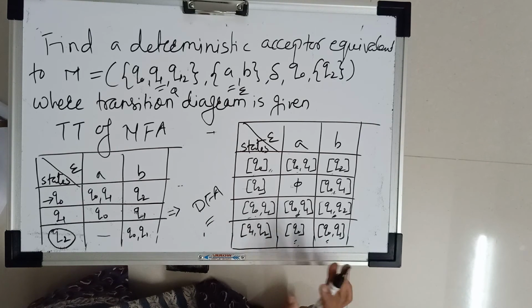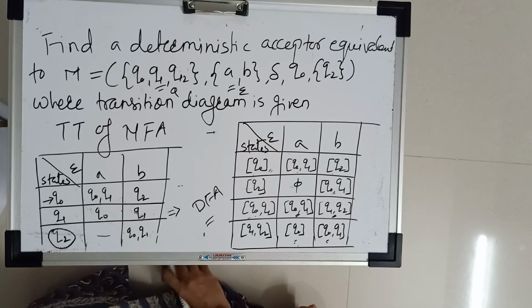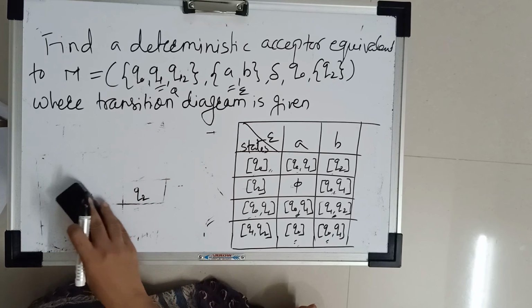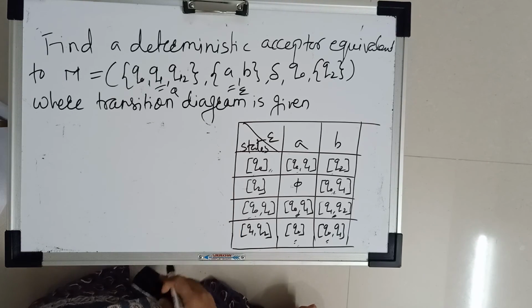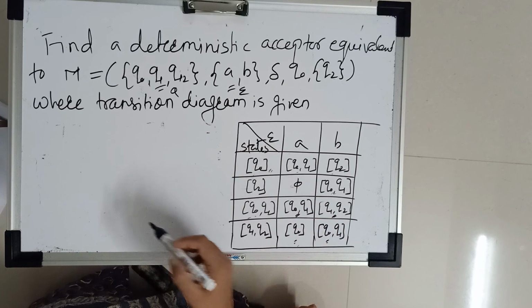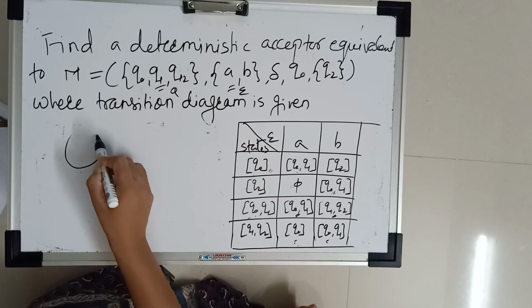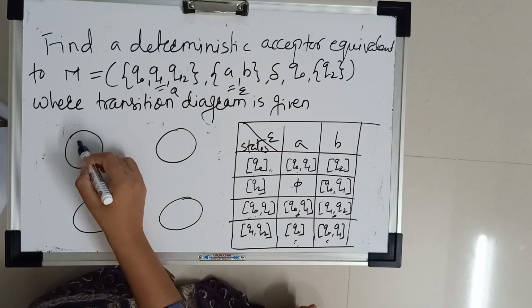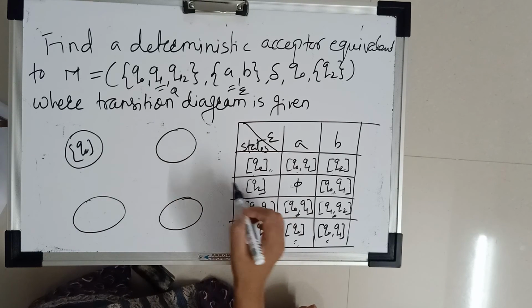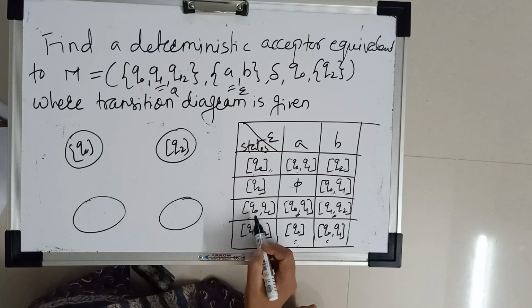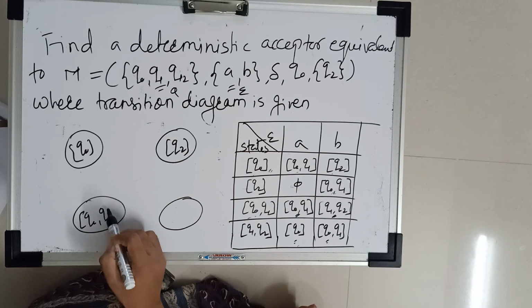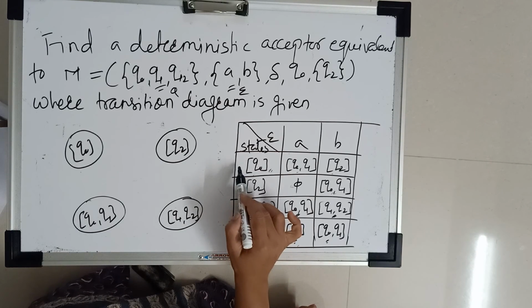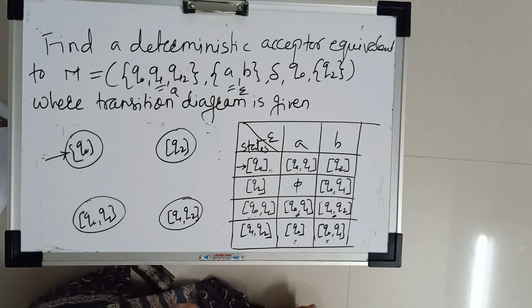Again finally we can convert this transition table into a transition diagram. Here the total number of states is 4. We'll form 4 circles: Q0, Q2, Q0 Q1, and Q1 Q2. Then we'll show the arrows. This one is the initial state, and we can show the arrow for the initial state.